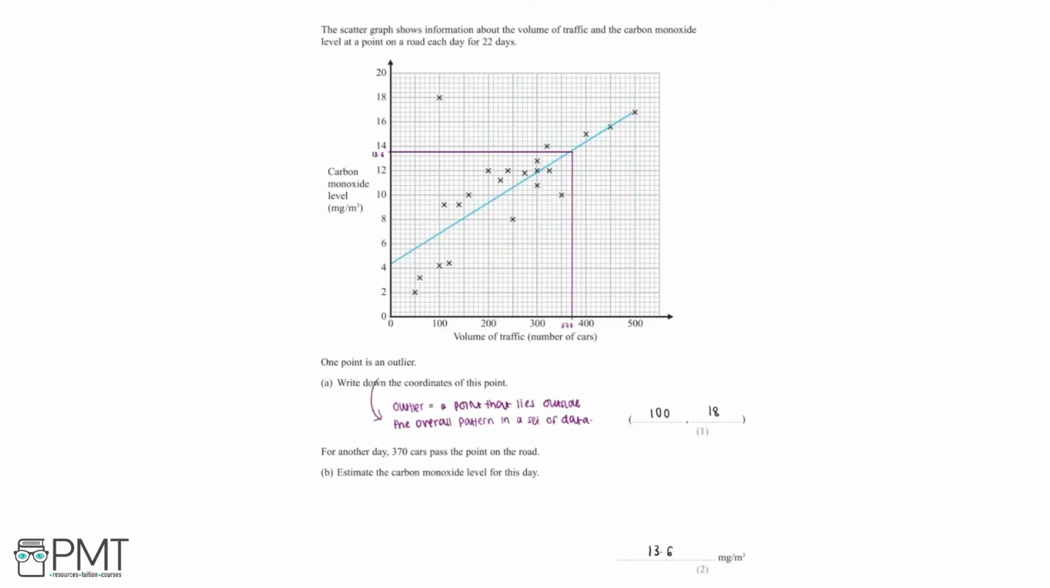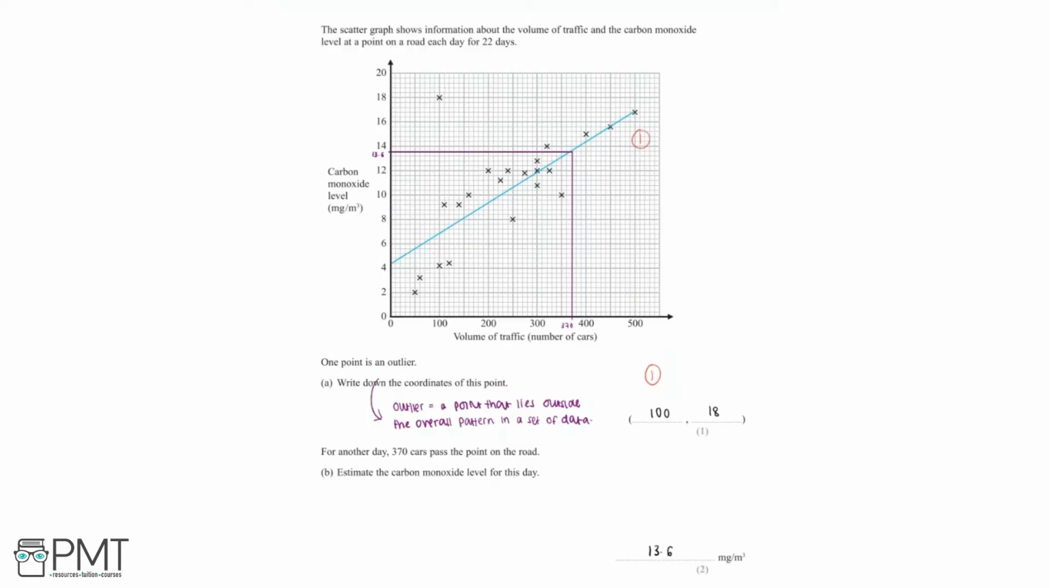Now this question is worth 4 marks. We get the first mark for the correct coordinates of the point of the outlier in part A. We get the second mark for drawing a line of best fit, so that we're able to estimate the carbon monoxide level on the day at which 370 cars pass the point on the road.